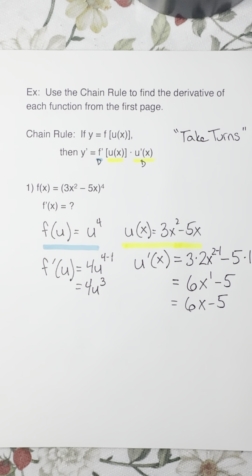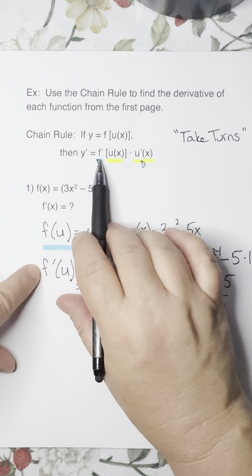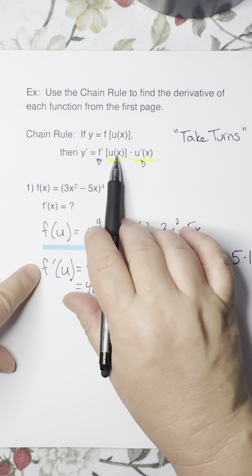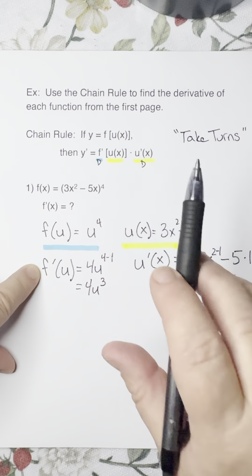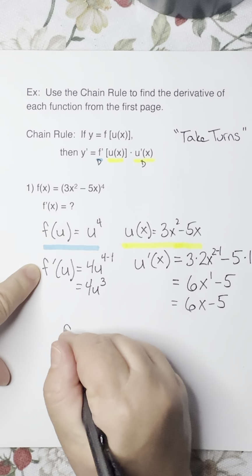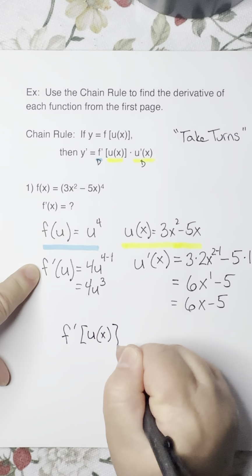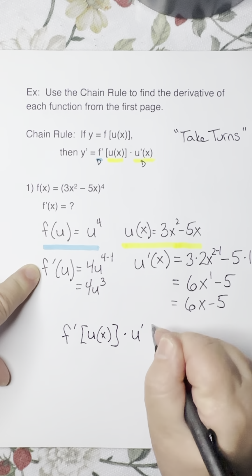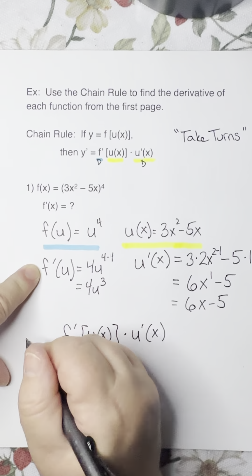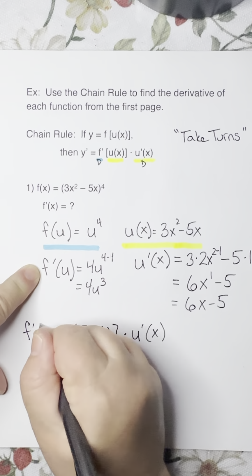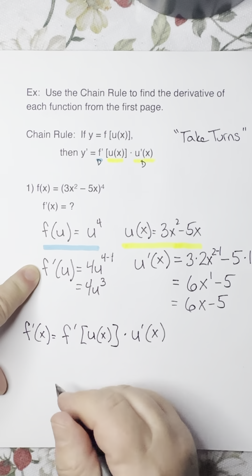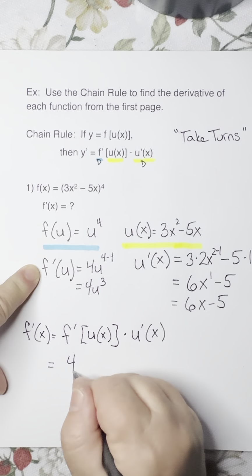Okay, now, what is the chain rule? The chain rule says first you want the derivative of f with u inside of it, and then we multiply times the derivative of u. So f prime of u of x times u prime of x, which is going to ultimately be f prime of x, that's going to be 4u cubed.